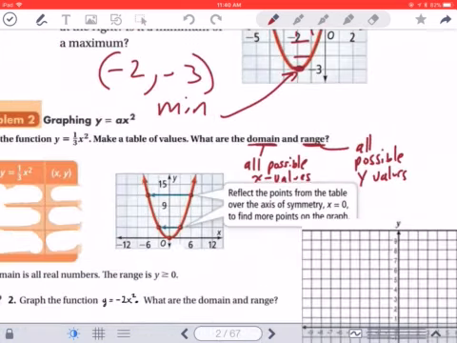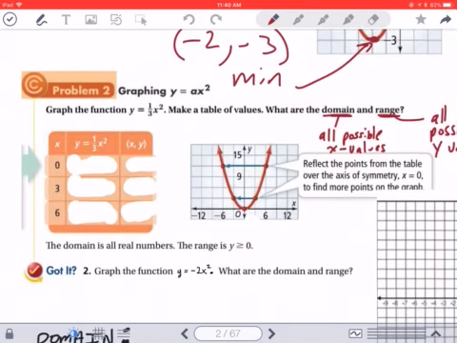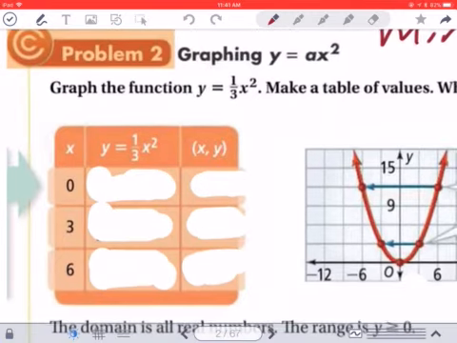All the possible y values. So let's look at this. It tells you to graph it. It's already been graphed here, but I'm just going to point out some things.